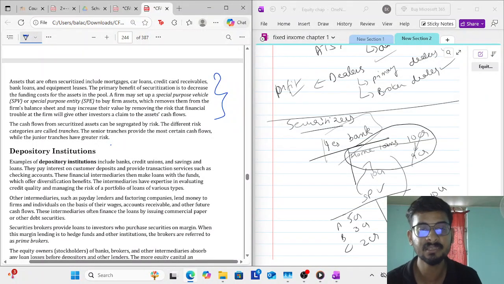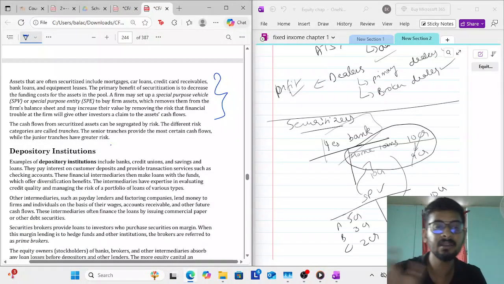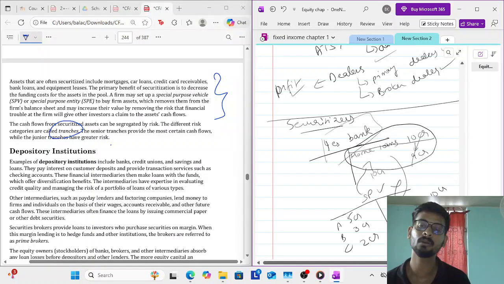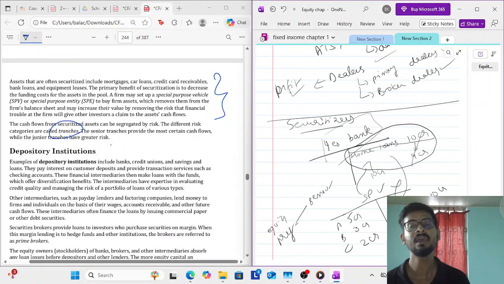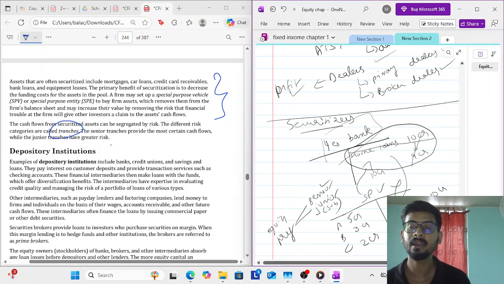The cash flow from securitized assets can be segregated by risk, and the different risk categories are called tranches. We have learned that tranches mean, if my firm is liquidated, whom to give first. If this SPV is liquidated, there will be equity shareholders and preference shareholders, and among the debt holders there will be senior debt holders and junior debt holders, also known as subordinate debt holders. So these are tranches. The senior tranche provides certain cash flow, while the junior tranches have greater risk. So here they are talking about the MBS also having senior and junior tranches.